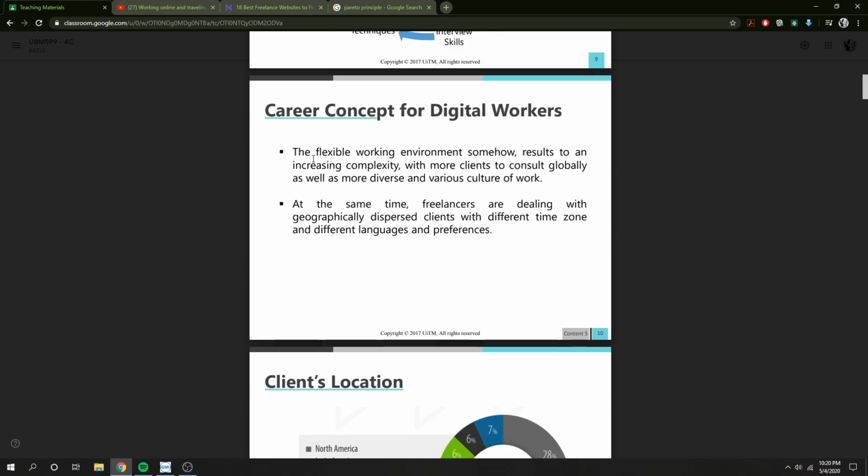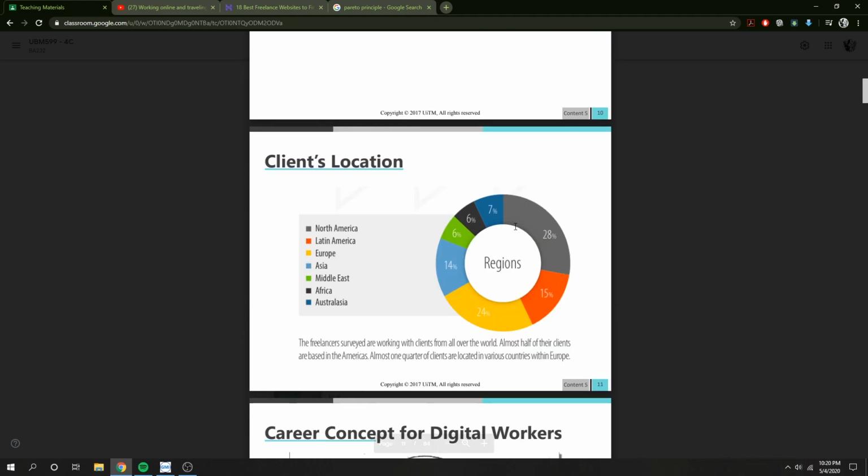Okay, because the flexible working environment somehow results in increasing complexity with more clients to consult globally, as well as more diverse and various cultures of work. At the same time, freelancers are dealing with geographically dispersed clients with different time zones and different language preferences. As you know, you get the job, mostly from the location of employers, or orang yang nak menggaji kita yang offer the job tu mostly they are from Europe 24%, and mostly from the Americas, North America lah, Canada, America, US, and mana lagi not America. Okay, sorry. And then of course Latin America, Mexico, ya kan. 14% from Asia. I think mostly from India, Bangladesh, Pakistan. There are several, and of course they are from the Middle East. There are others from the Middle East, Africa, and Australia lebih kurang macam kita lah, Asia.